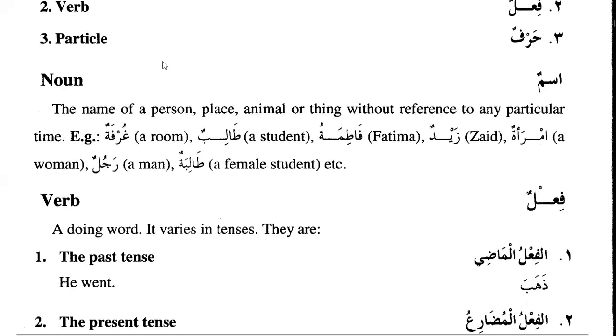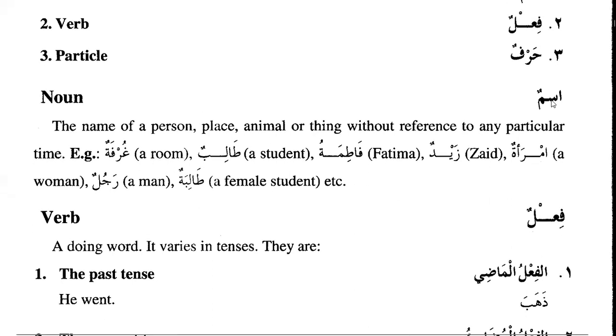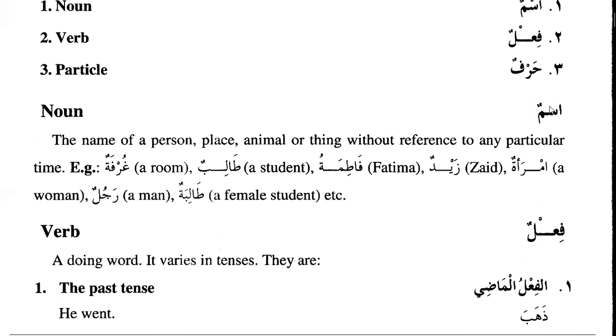Now we'll learn what is noun, what is ism. Read what is ism. Ism, noun, the name of person, place, animal, or thing, without reference to any particular thing. Example, room, student, Fatima, too, is also a name. Then Zaid, name, Imra'atun, a woman, Rajulun, man, Talibatun, a female student. So, what is Ism? The name. Name of anything, in such a way that it does not show time.